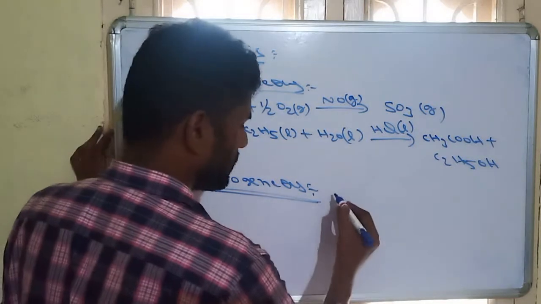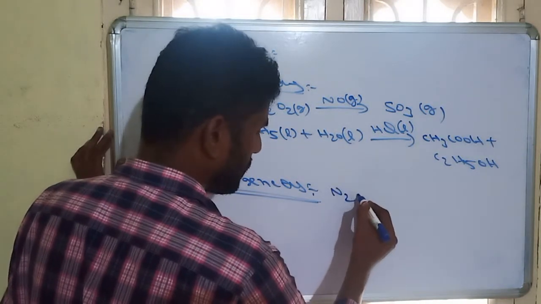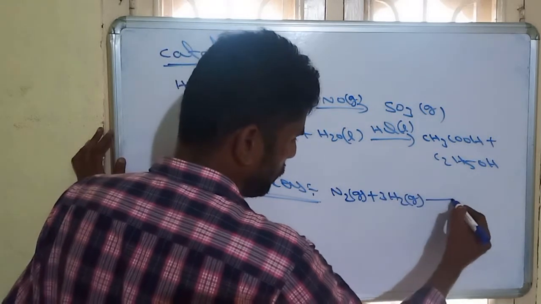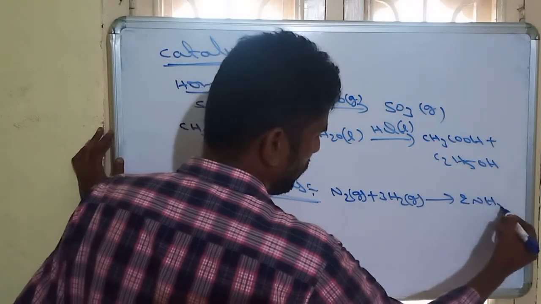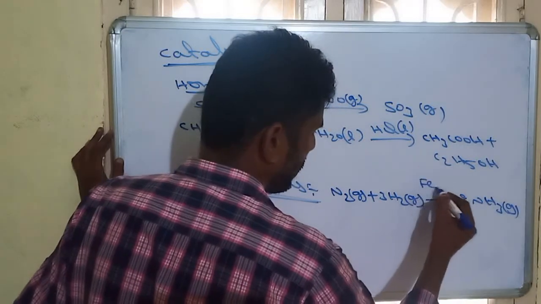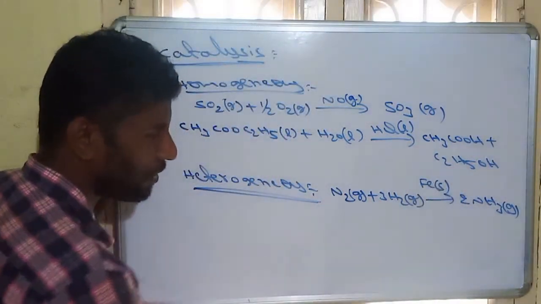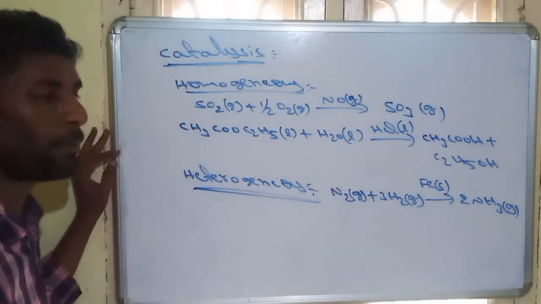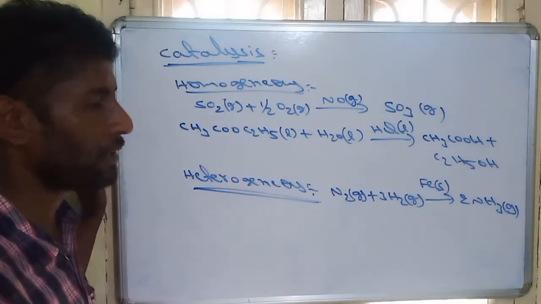We have seen a number of examples. Example, Haber's process: N2 gas plus 3H2 produces 2NH3. Here we are using iron as the catalyst. Iron is in the solid state, and the reactants are present in gaseous form. So it is an example of heterogeneous catalysis.